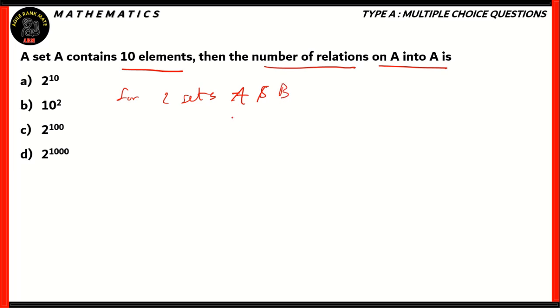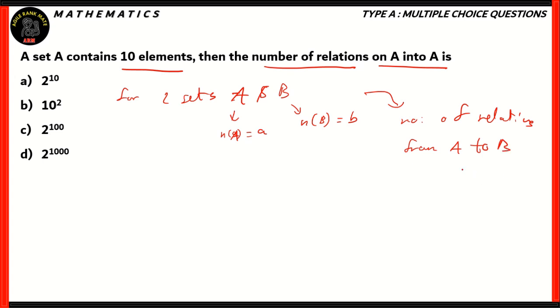For two sets A and B, we'll consider the number of elements of A as lowercase a, the number of elements of uppercase B as lowercase b. Okay, so basically the number of relations from A to B is defined as 2 raised to the number of elements of A multiplied by the number of elements of B, which is equal to 2 to the power ab.